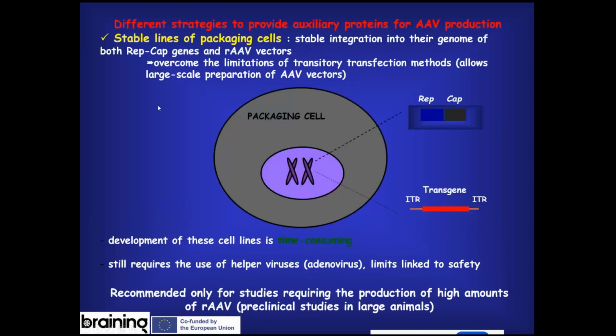However, providing the auxiliary proteins you need is very difficult. You can have different strategies. You can have stable lines of packaging cells. However, the stable integration of the rep and cap genomes is very time consuming. But this overcomes the limitation of transient transfection methods. And this is now mostly used for large-scale preparation of AAV vectors that are used in the clinic.